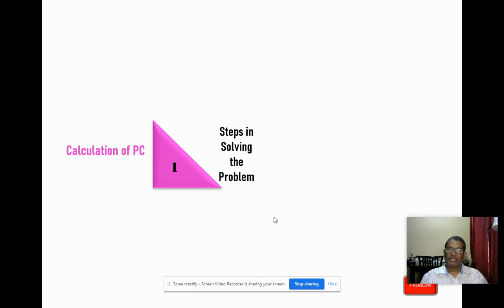There are various methods to calculate the purchase consideration, such as net assets method, net payment method, and the lump sum method. Today we are going to see the net assets method, which is calculated as the aggregate value of the assets taken over minus the aggregate values of the liabilities taken over. So our first step is calculation of the purchase consideration.